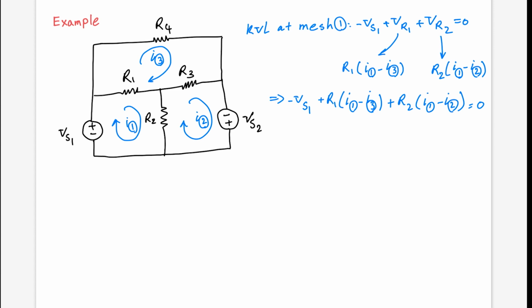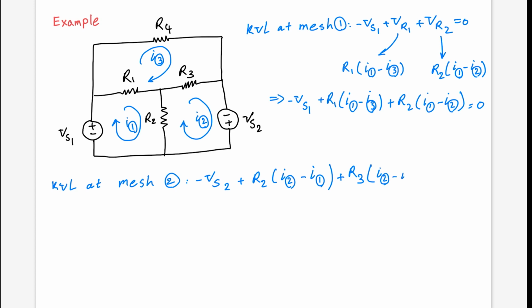Now let's go to mesh 2. KVL at mesh 2 will be minus VS2 plus R2 times I2 minus I1, plus R3 times I2 minus I3, equal to 0. This is the other equation.